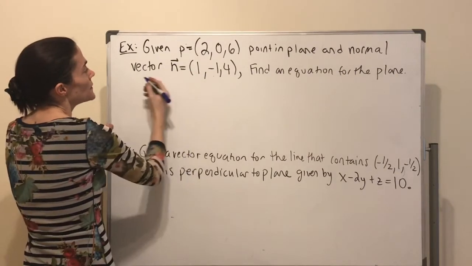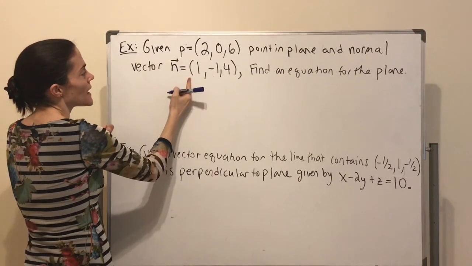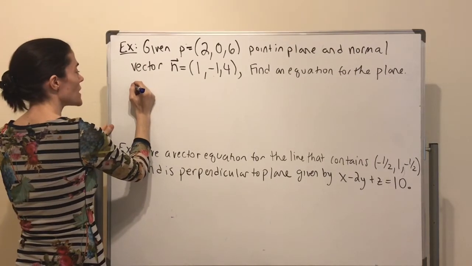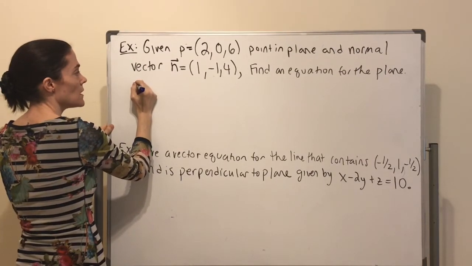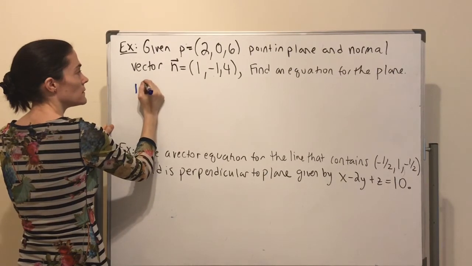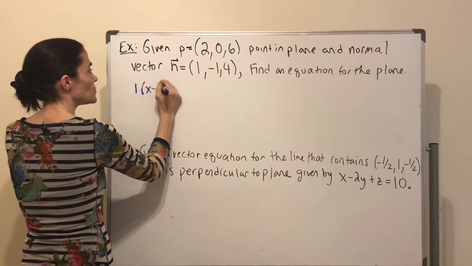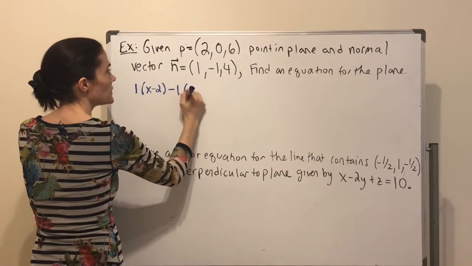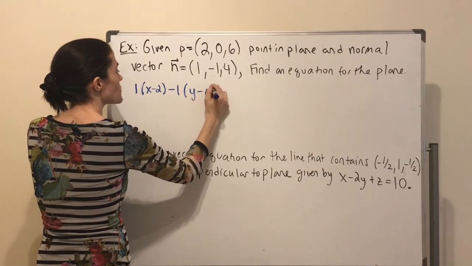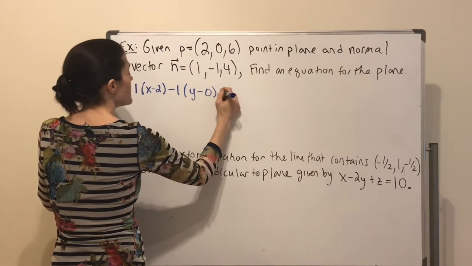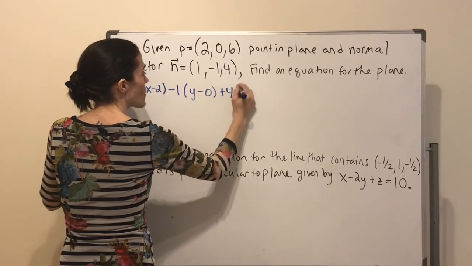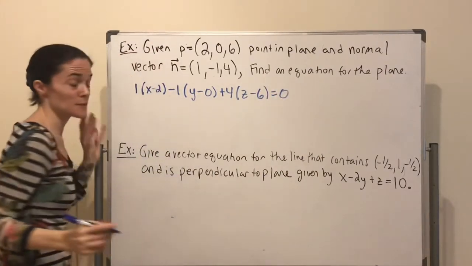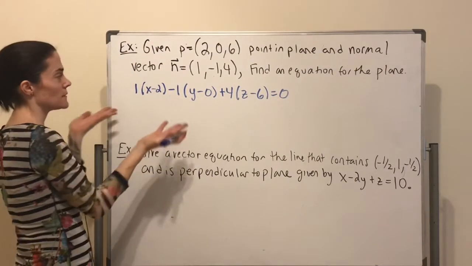Well, here we're given a point, we're given a normal vector, and so we know the equation of the plane will be 1(x minus 2) minus 1(y minus 0) plus 4(z minus 6) equals 0. This is a perfectly fine equation. You can leave it like this.